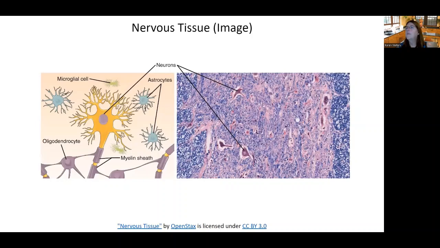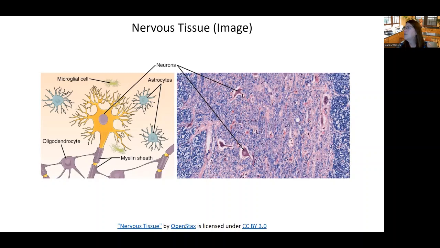So here is kind of our cartoon. Here's a neuron with the cell body, nucleus, and little finger-like dendrites reaching out. And you remember down the axon, we have this fatty wrapping myelin sheath. I don't see the neuroglia in here, but here are some neurons you could recognize in this neural tissue.